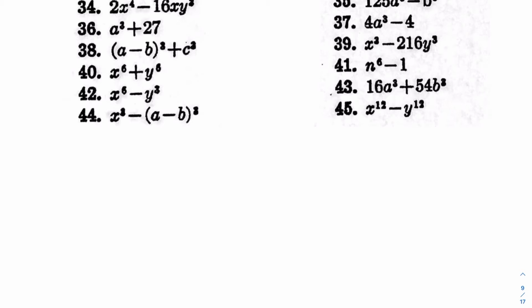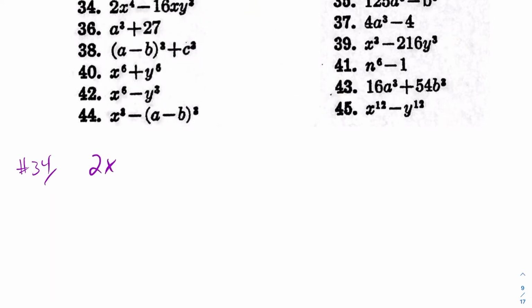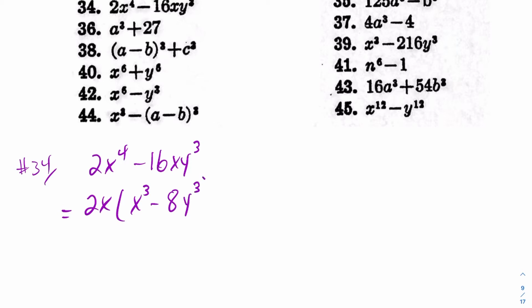Okay, so continuing on with these 89 factoring problems, we're going to look at number 34. For number 34, we have 2x to the fourth minus 16xy cubed. Again, with a question like this, you're going to want to always look for GCF, and I can see here the GCF of this is 2x, in which case we get x cubed minus 8y cubed.